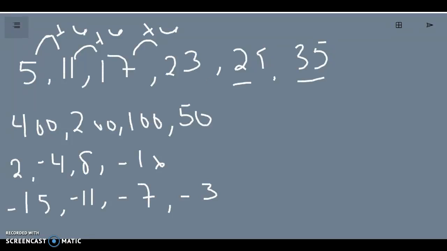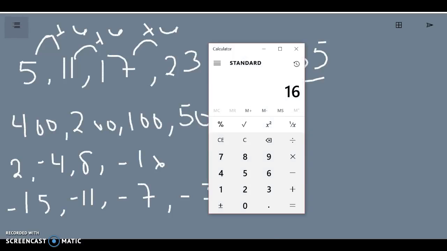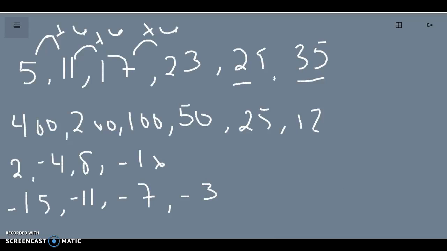Okay? For the next one, I have 400, 200, 100. So it looks like I'm dividing the previous term by 2 to get to the next one. So if I divide this by 2, I get 25. And if I divide 25 by 2, I'm going to get 12.5. So that's my next two terms.